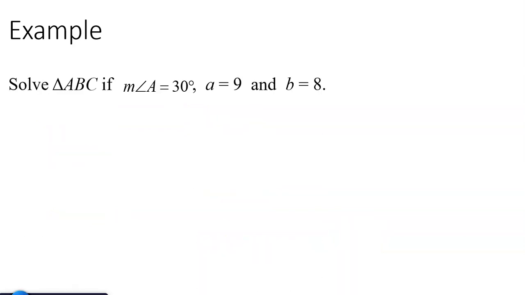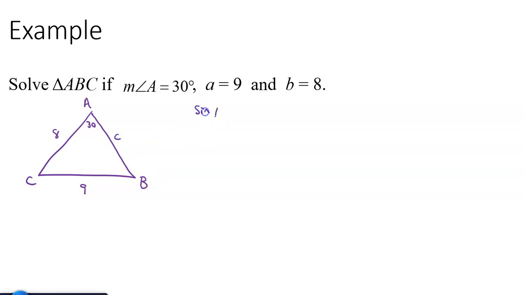All right, similar problem. Notice I just changed a couple of numbers around. Measure of angle A is 30, and I gave you 2 other sides. So let's draw this picture out. Measure of angle A is 30. Side A is 9. There's the angle B. That's 8. Here's angle C. I don't know what that is.